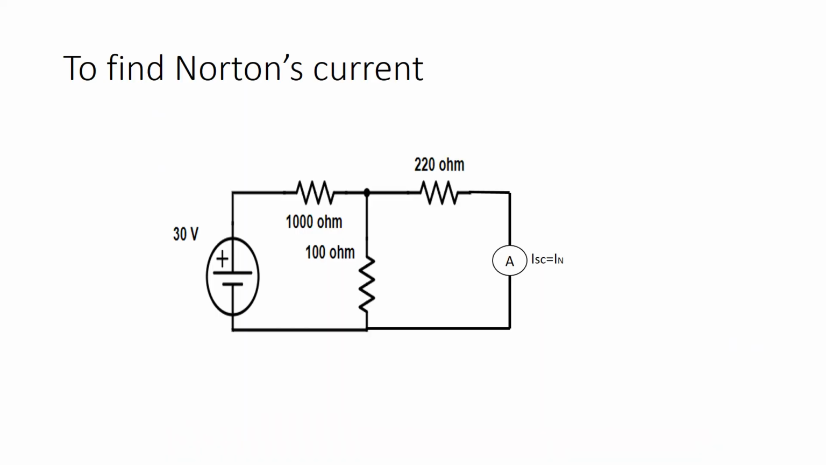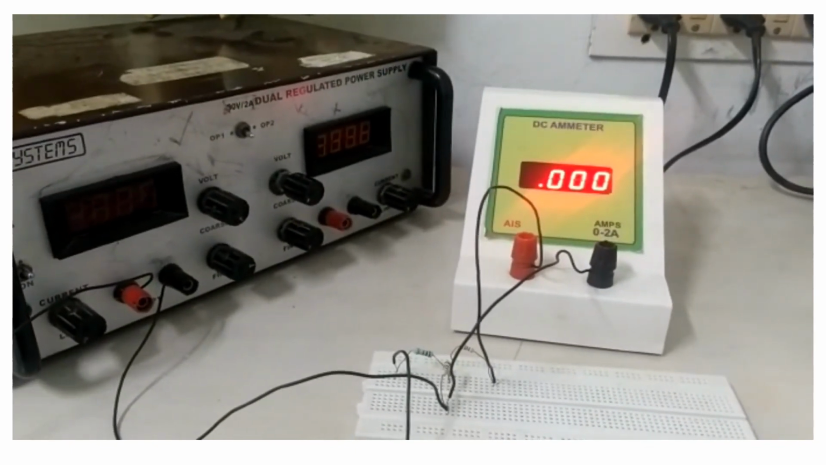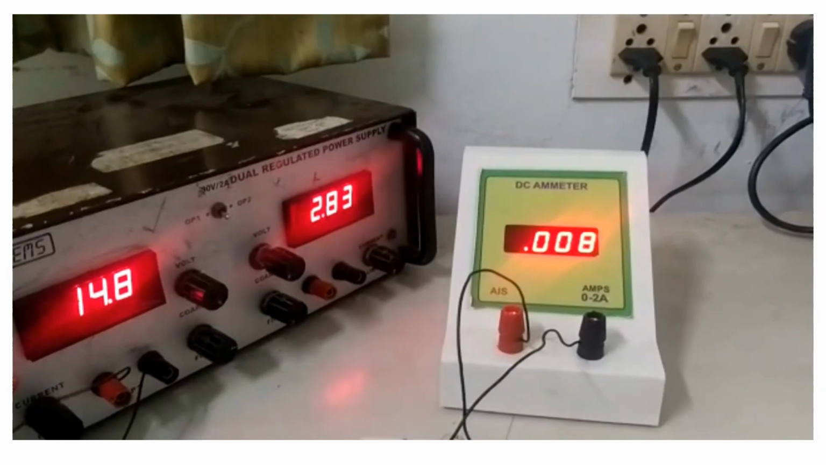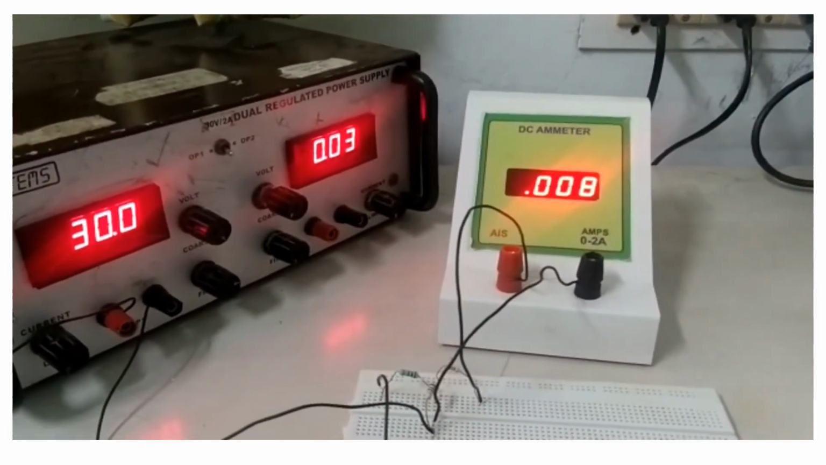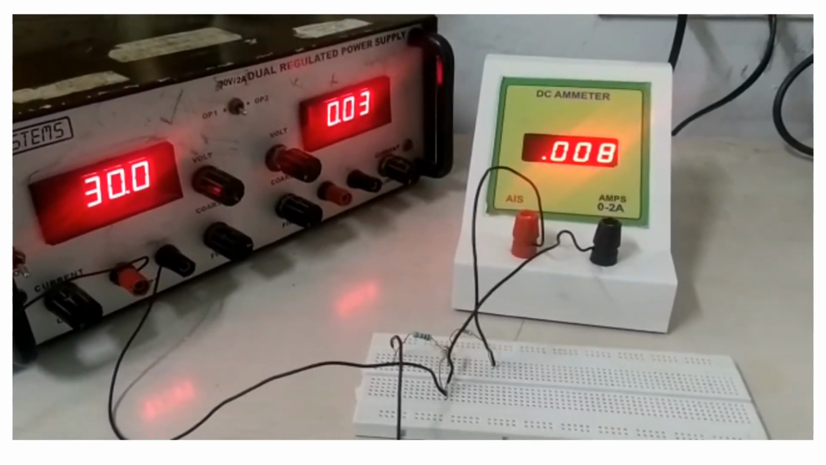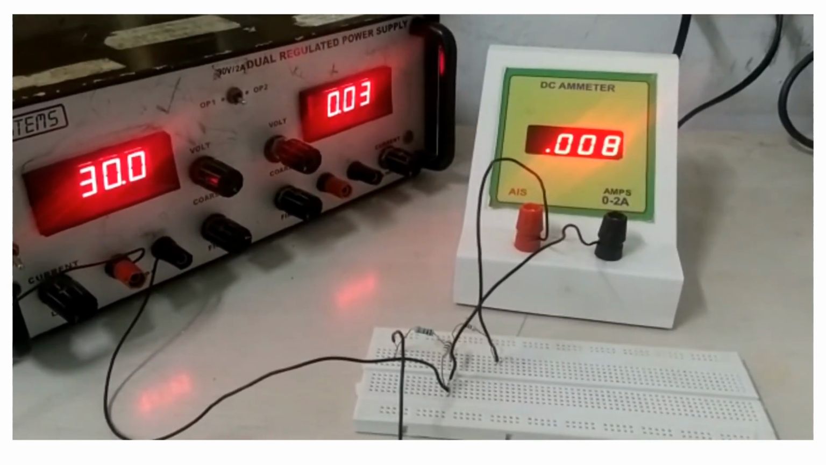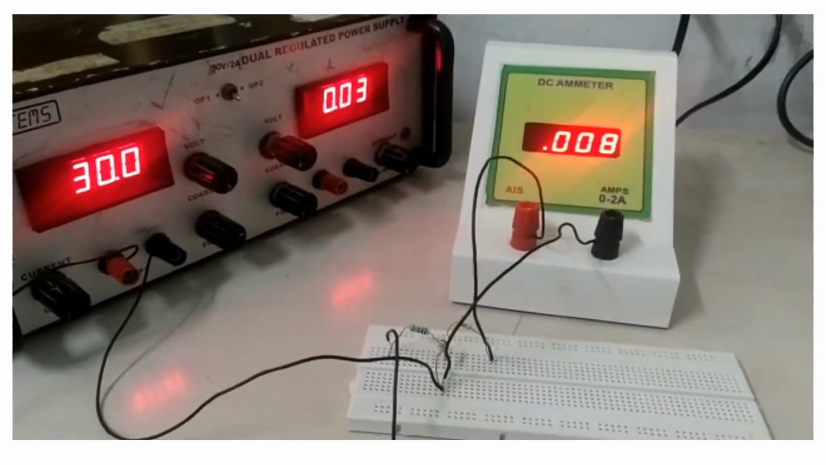Here is the hardware connection diagram in order to find the Norton current, where we have removed the load resistance and connected the ammeter in the terminals, which represents the short circuit current. The hardware setup to find the Norton current, which is the closed circuit current. We have removed the load and shorted it. We are going to find the current flowing through it, which determines the short circuit current. The current is 8 milliamps, which is the Norton current of the given circuit.